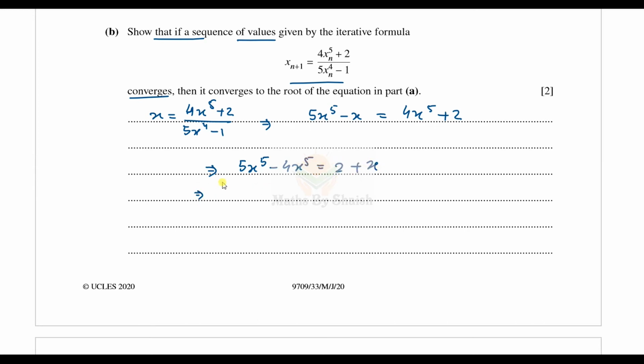Now we can see, since this is converging and we are getting the same equation as we have in part A, it means they are going to converge at the same root as the first one. So we can say that we can get this iterative formula from x to the power 5 is equal to 2 plus x. So that's why they are going to converge to the same root. I hope it is clear. Let's do the C part of it.